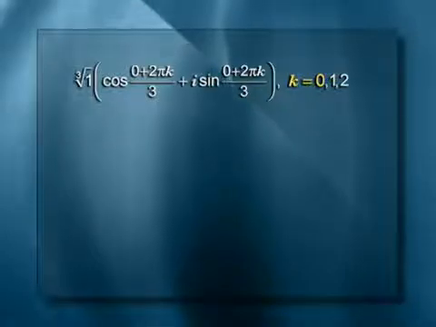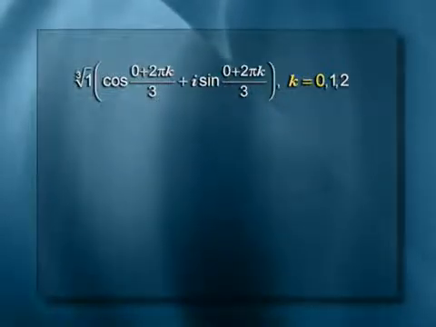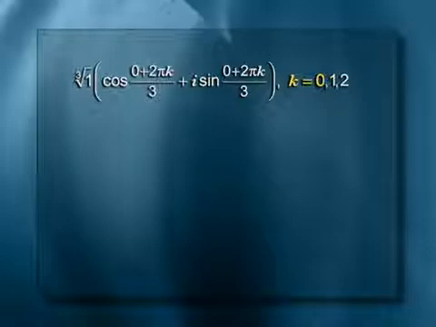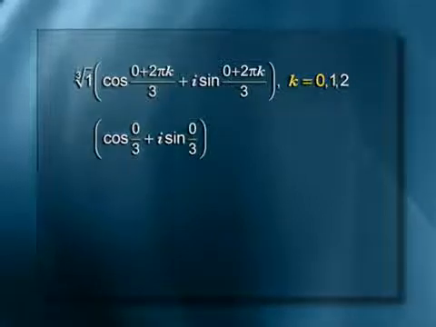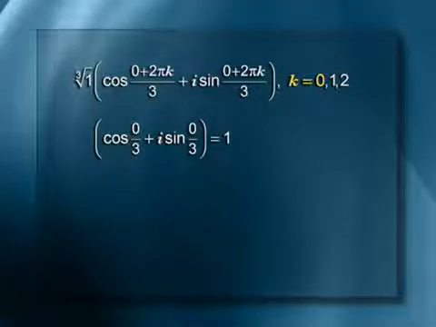Okay, how about if k is 0? Then the numerator is 0 plus 0, or 0, and you have cosine of 0 over 3 plus i sine of 0 over 3. Sine of 0 is 0, cosine of 0 is 1. The output is the root we knew about. We knew about 1.